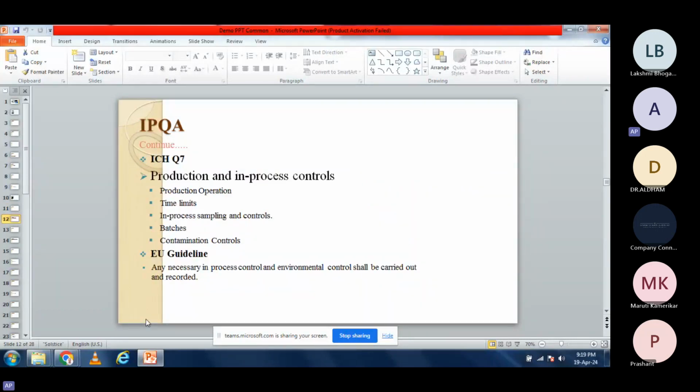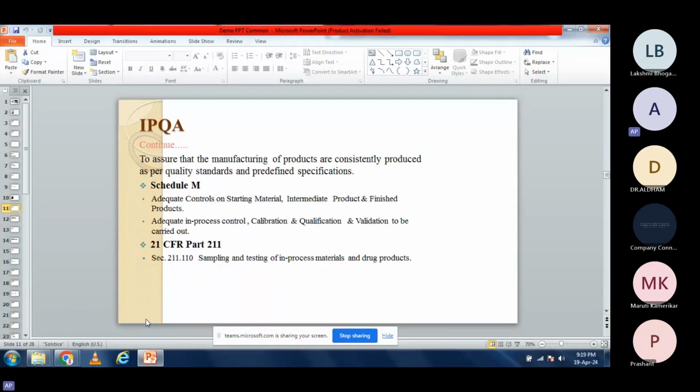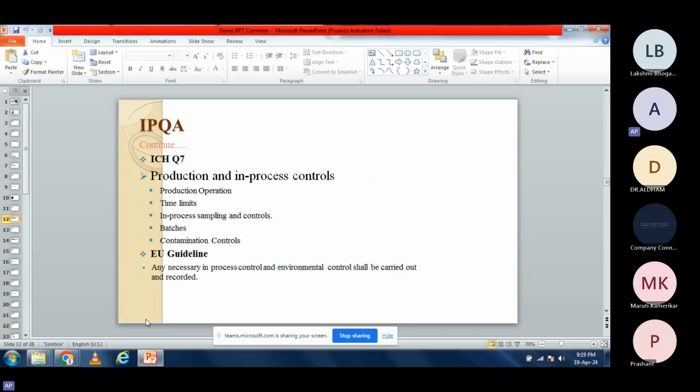Another aspect is ICH-Q7. The previous two examples which I have quoted deal with pharmaceutical products, and the ICH-Q7 regulation is applicable for manufacturing of drug substance, meaning API. Similarly, the EU guideline deals with Europe and expects that any necessary in-process quality control and environmental control shall be carried out and recorded.